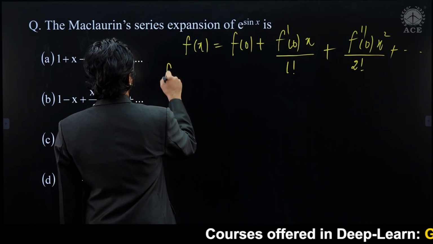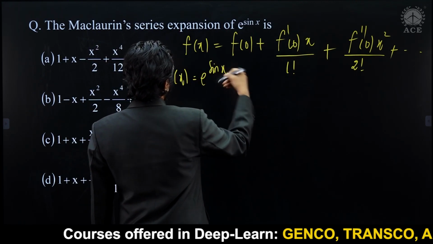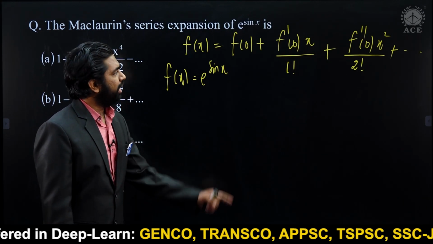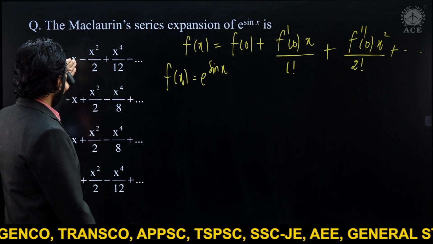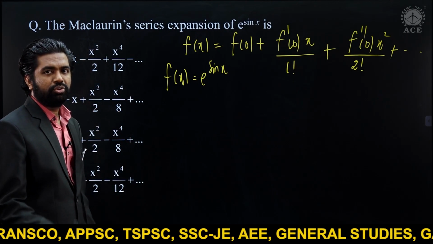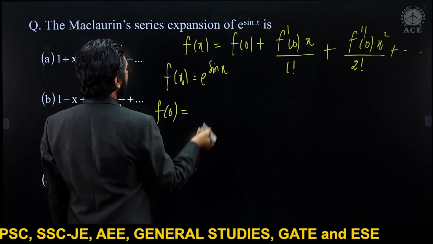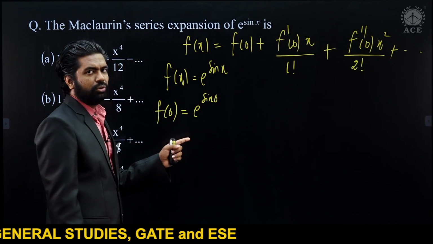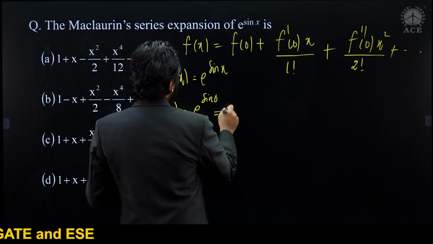So let's do that. What is f of x? E power sin x. You are supposed to find f of 0, f dash of 0, f double dash of 0 and so on, and based on the result you have to verify your options. I'll start with f of 0. F of 0 is e power sin 0. Now we know sin 0 is 0, e power 0 is 1. So f of 0 is 1.